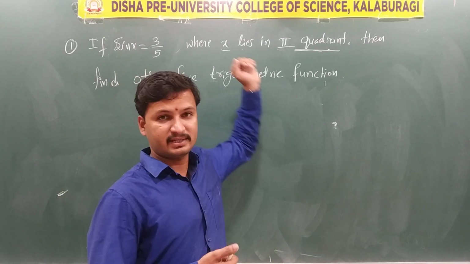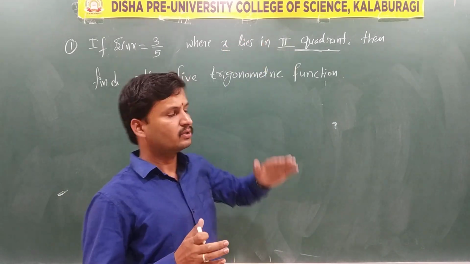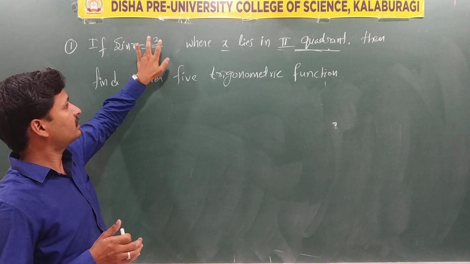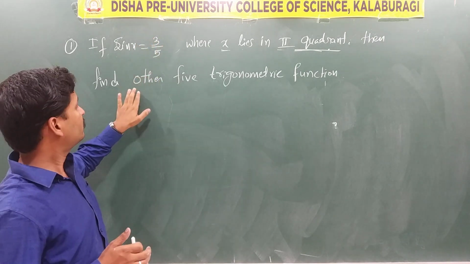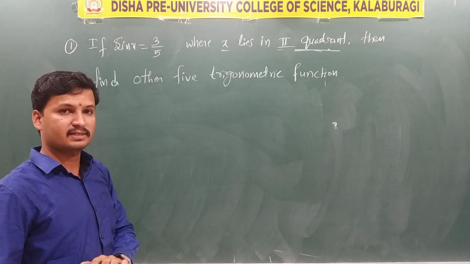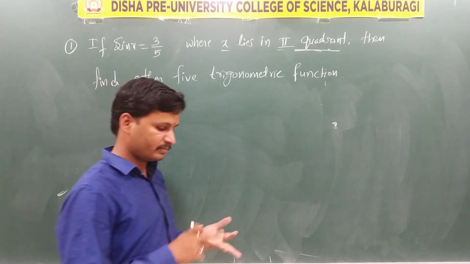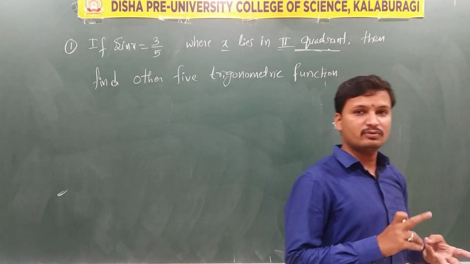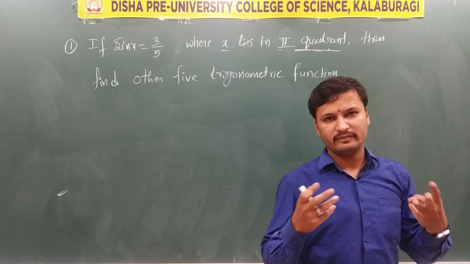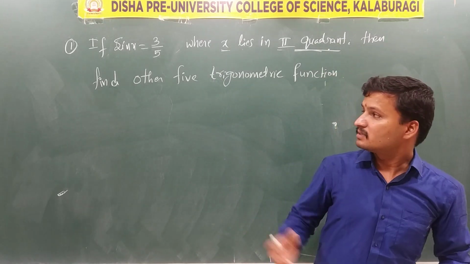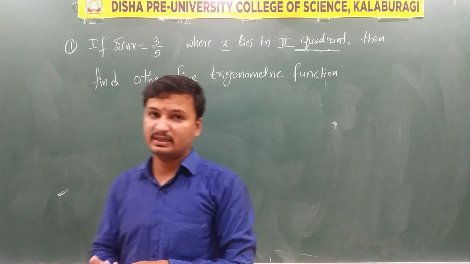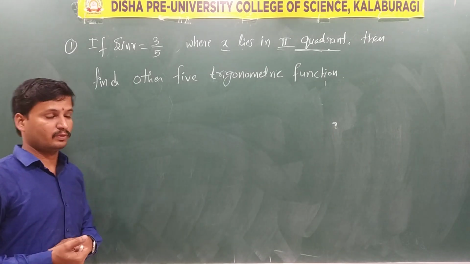Obviously we know sin x in the second quadrant is positive, so 3 by 5 here it is positive. So find the other 5 trigonometric functions. Again there are two ways, by using definition and by using identity, whichever is convenient you can follow. Okay, so here I will follow the second method, that is by using identity. Okay, yes.